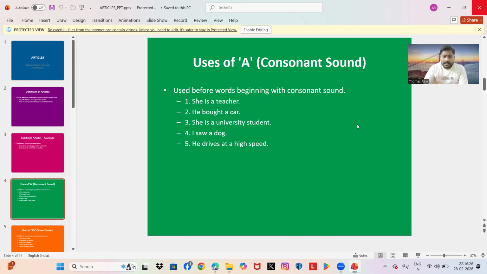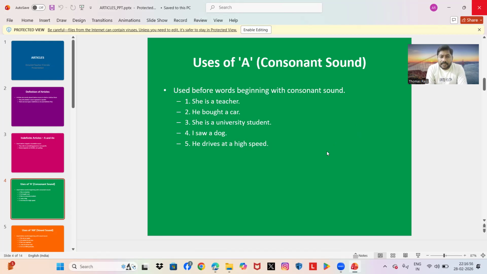He drives at a high speed. At a high speed. What is high speed? It's a praise. It's a noun, a compound noun, and this compound noun begins with a consonant sound. That's why we have used the article a here. This is the use of the indefinite article a.